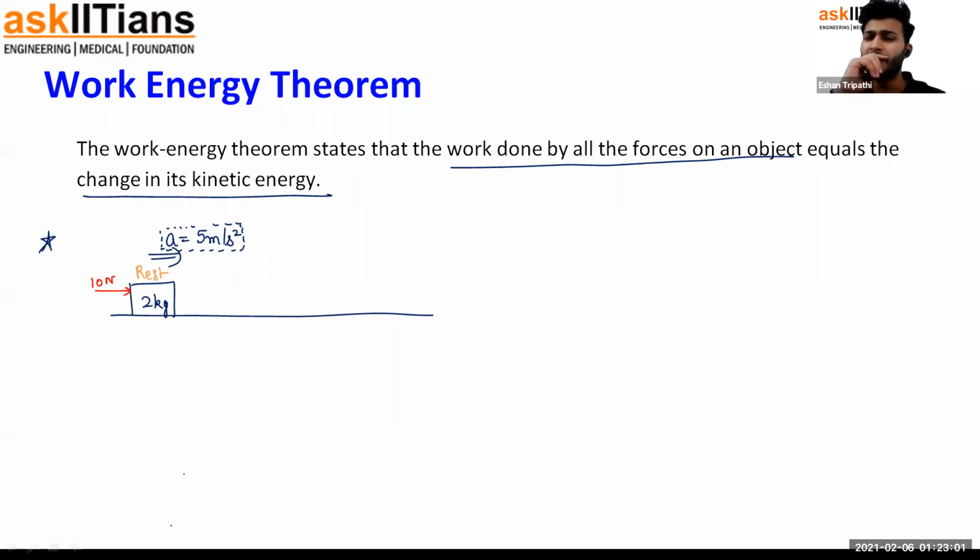The question is, by the time it displaces by, let's say, 40 meters, what do you think from equations of motion should its velocity be after a displacement of 40 meters? Think about this. Object is at rest. Acceleration is 5 meters per second square. Basically, initial velocity is 0, acceleration is 5, and displacement of the body is 40.